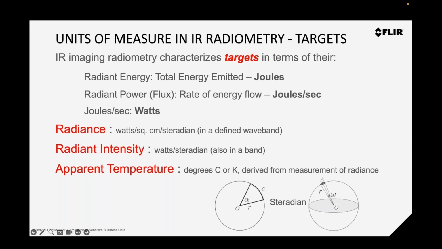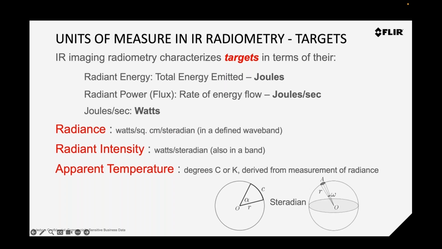And so then joules per second is actually watts. So now that we have these, neither radiant energy nor radiant power are directional values, right? And so this is where the solid angle, or the steradian, comes into play. So we have all of our units of measure now, so let's look at radiance. Radiance is actually how bright something appears. It's the base unit of radiometry, and it's measured in power units as watts per square centimeter per steradian.